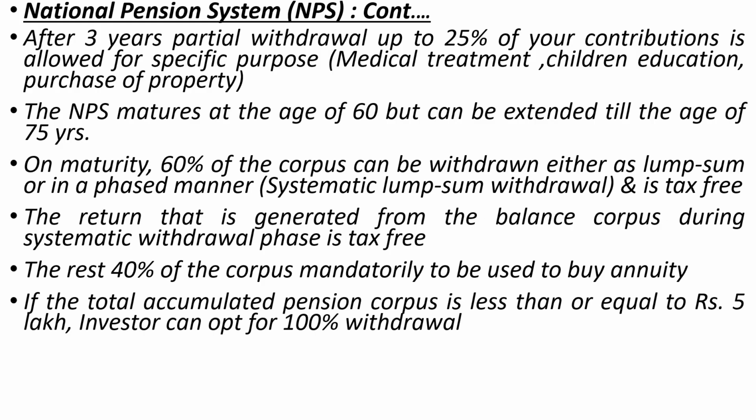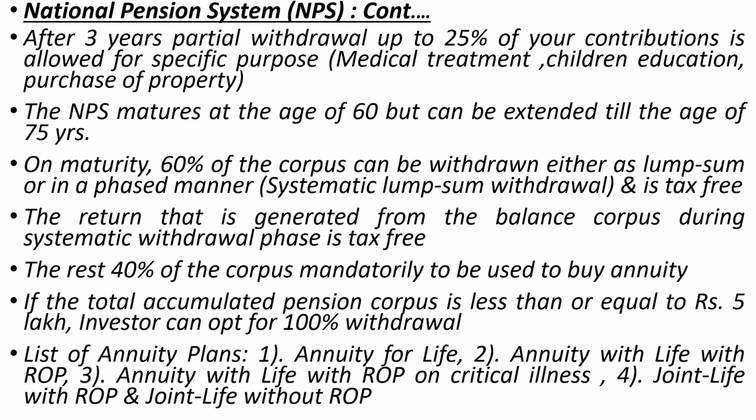If the total accumulated pension corpus is less than or equal to rupees 5 lakh, the investor can opt for 100% withdrawal. List of annuity plans that are being offered to the annuitant: annuity for life; annuity for life with return of principal to the nominee; annuity for life with ROP on critical illness; joint life with ROP and joint life without ROP.